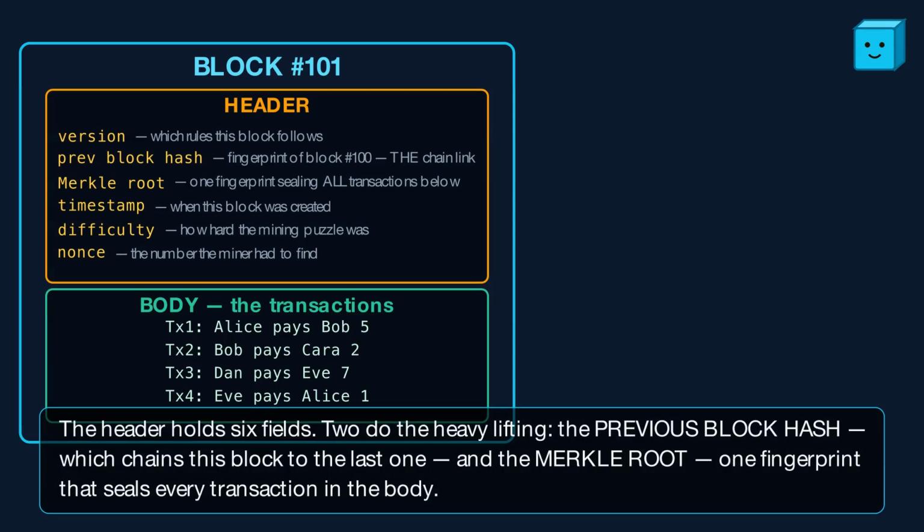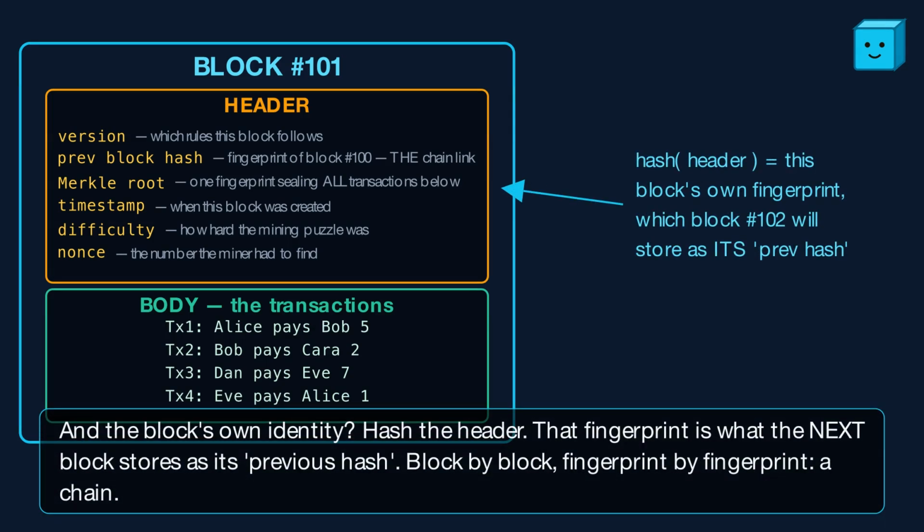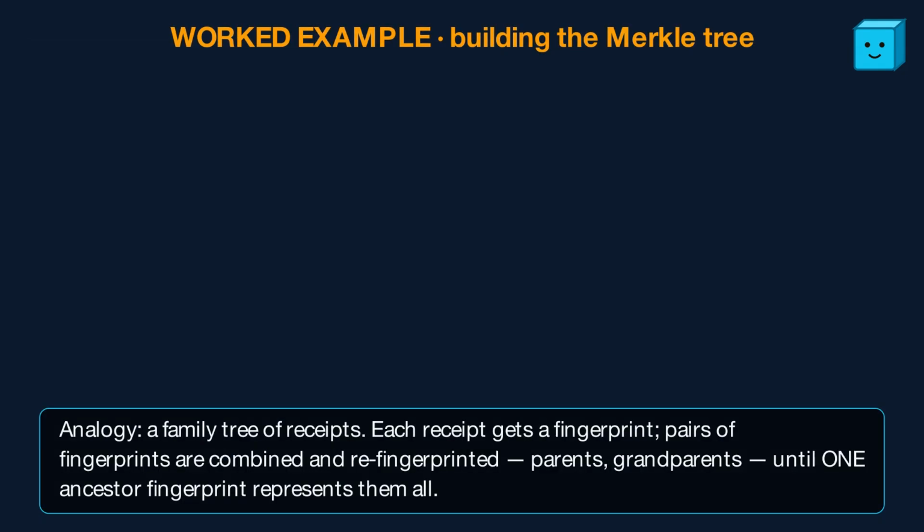2 do the heavy lifting, the previous block hash, which chains this block to the last one, and the Merkle root, one fingerprint that seals every transaction in the body. And the block's own identity? Hash the header. That fingerprint is what the next block stores as its previous hash, block by block, fingerprint by fingerprint, a chain. Analogy, a family tree of receipts. Each receipt gets a fingerprint. Pairs of fingerprints are combined and refingerprinted. Parents, grandparents, until one ancestor fingerprint represents them all.